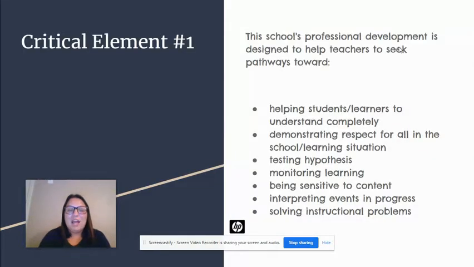The first element I wanted to talk about is school professional development. And if you ask any teacher, professional development is one great resource to improve instruction. However, what happens if the professional development isn't helpful or doesn't actually develop us as teachers?